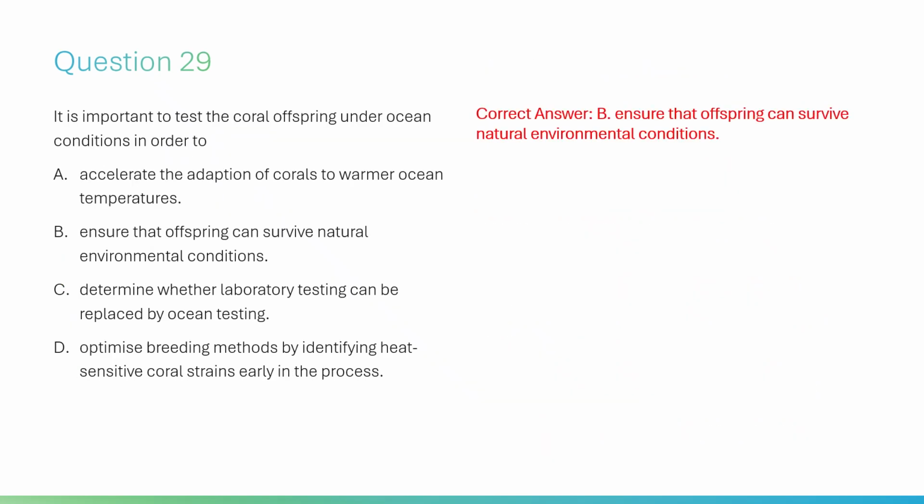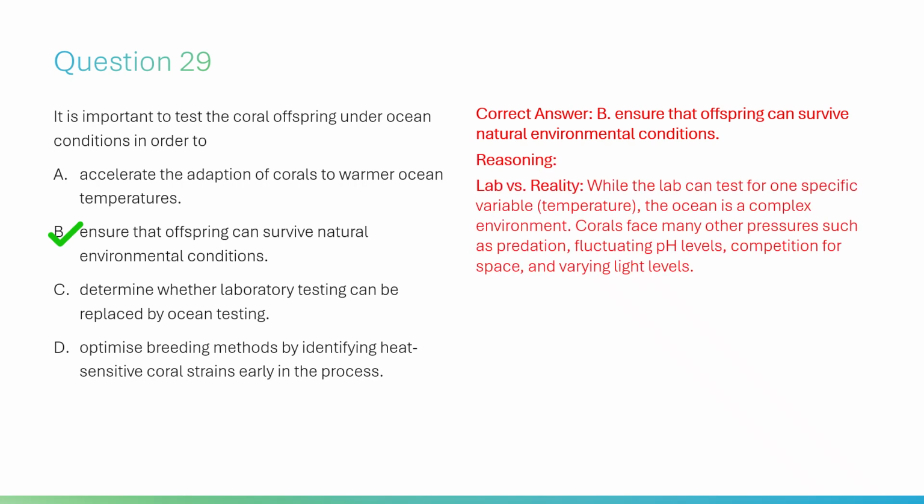Correct answer, B. Ensure that offspring can survive natural environmental conditions. Reasoning: lab versus reality. While the lab can test for one specific variable, temperature, the ocean is a complex environment. Corals face many other pressures such as predation, fluctuating pH levels, competition for space, and varying light levels.